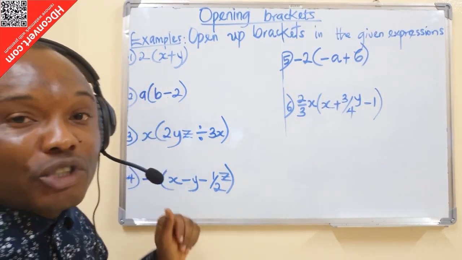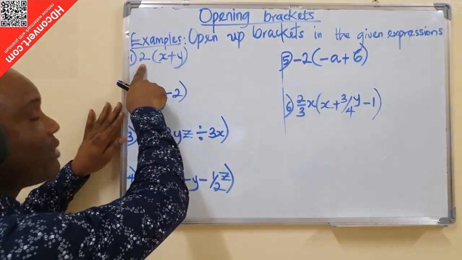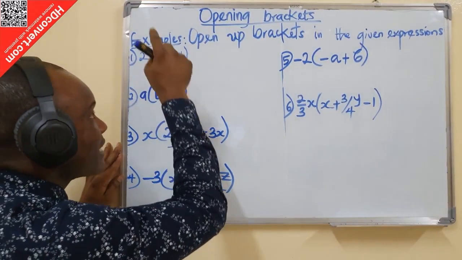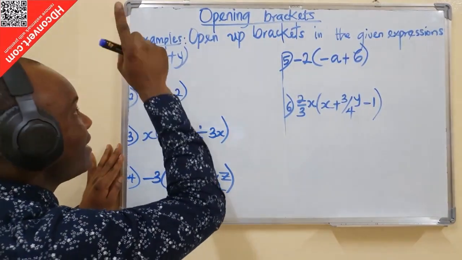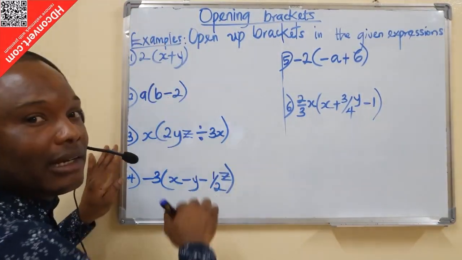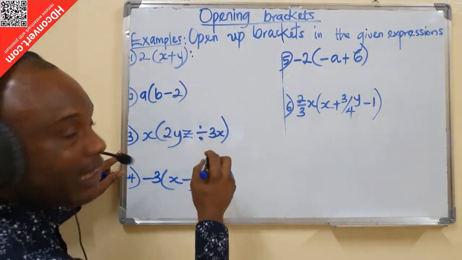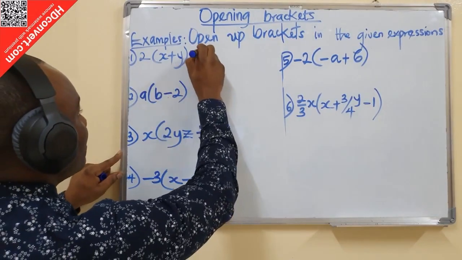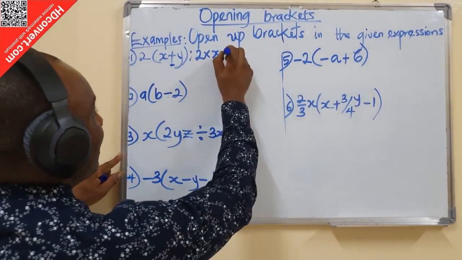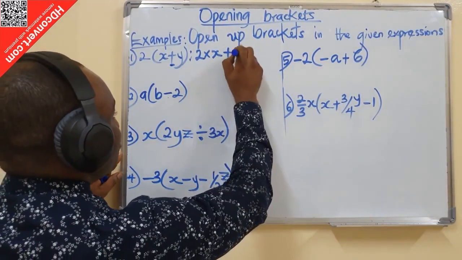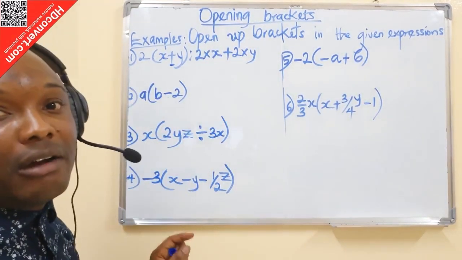Let's use this example to demonstrate exactly how you do it. First question on the board is 2 outside the bracket, open a bracket, x plus y. This simply means 2 outside the bracket multiplies x and multiplies y at the same time. Let me show you. The 2 outside the bracket multiplies the x inside the bracket, plus the plus inside connecting x and y. 2 outside the bracket again multiplies the y. That's how it is done.